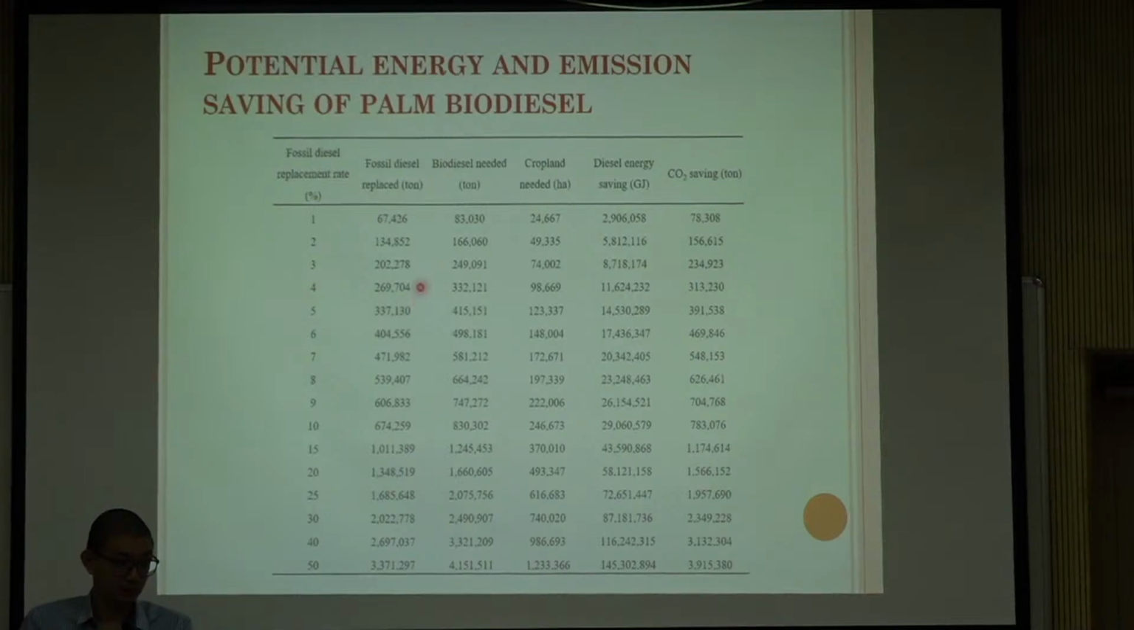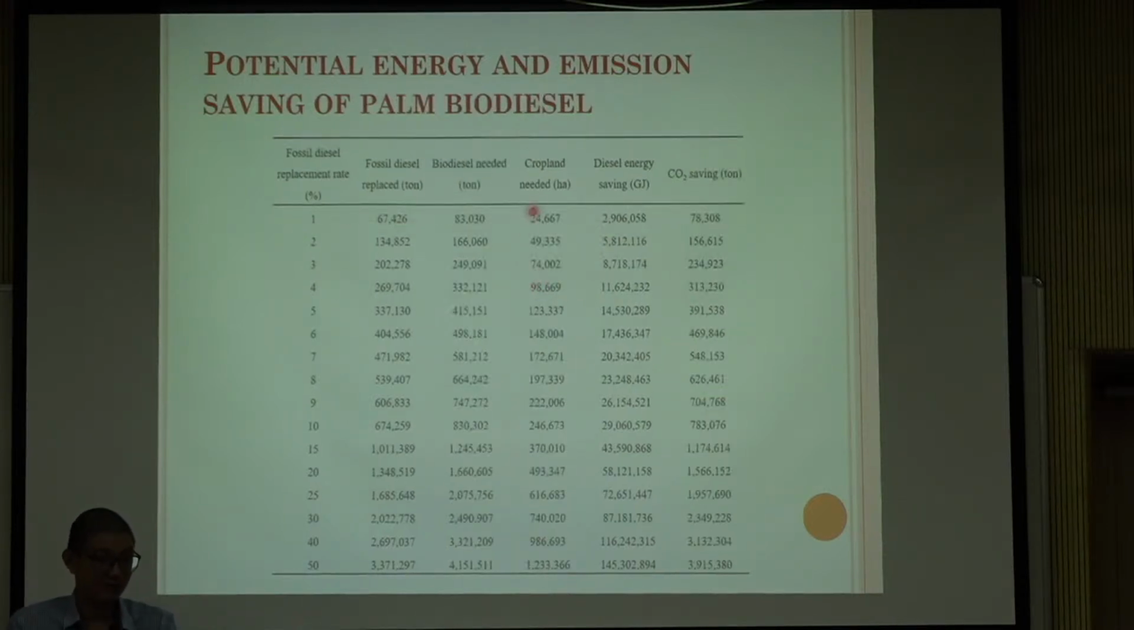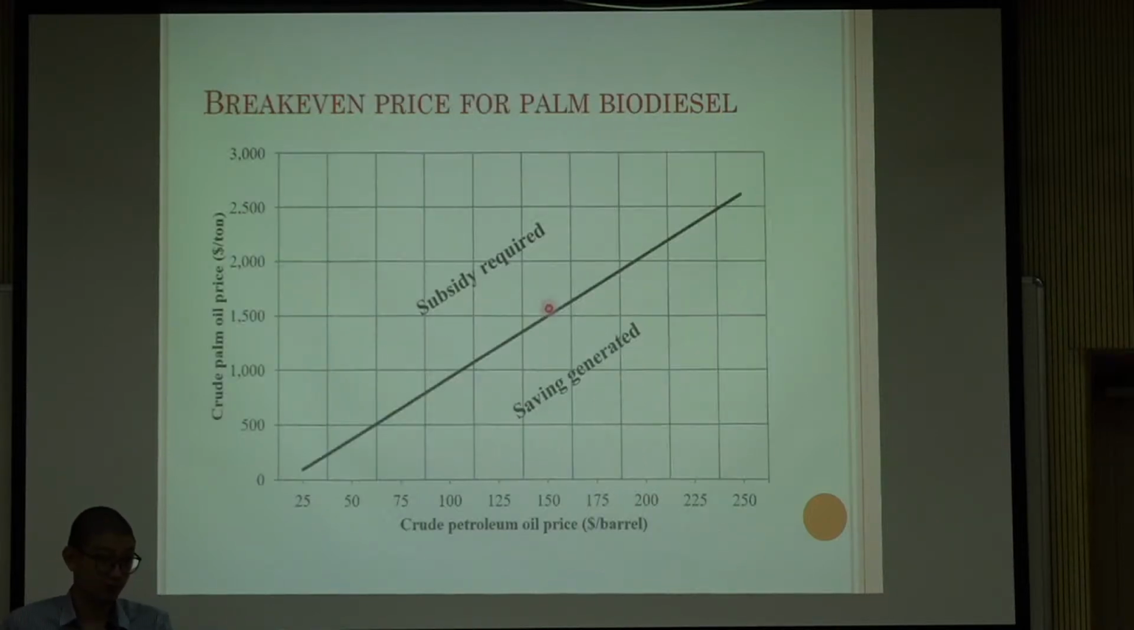So this is if you want to propose any policy to the government. This is what the government wants to see: how much CO2 can be saved, how much diesel can be saved, and how much is needed. This one is very important, so that you can get a sustainable raw material or feedstock.